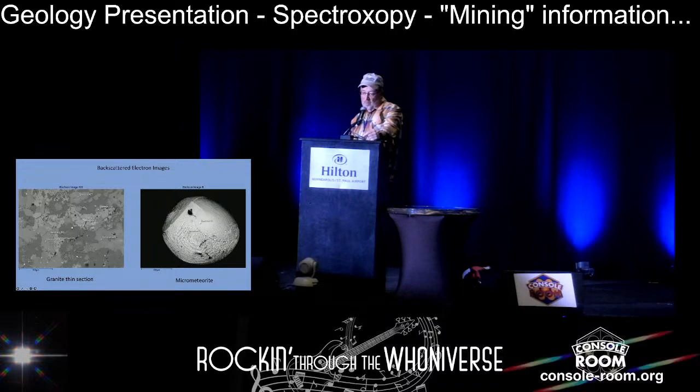Speaking of small things, the one on the right is a micrometeorite. So I've been working with a guy named Scott Peterson, who collects micrometeorites and has probably the largest collection on the planet.